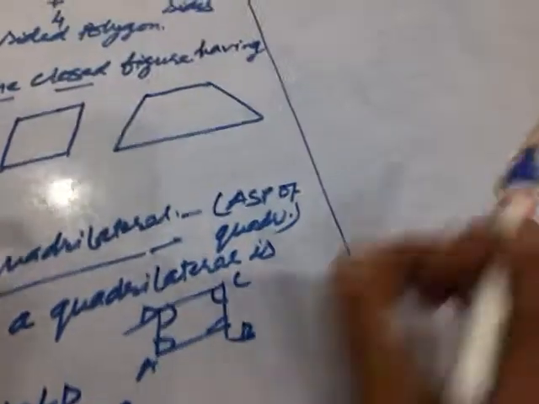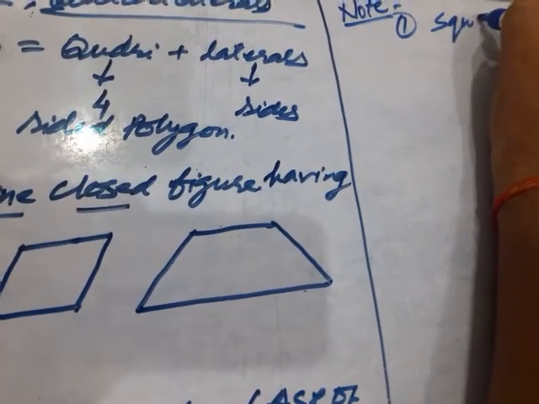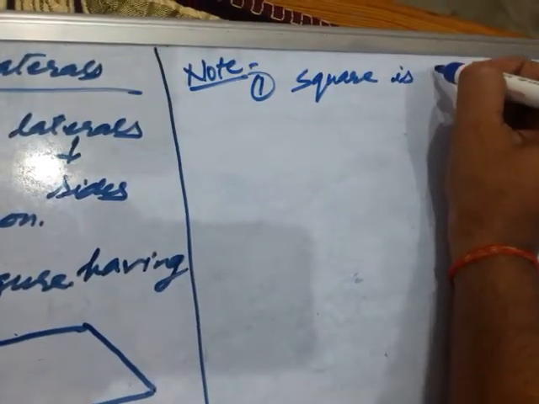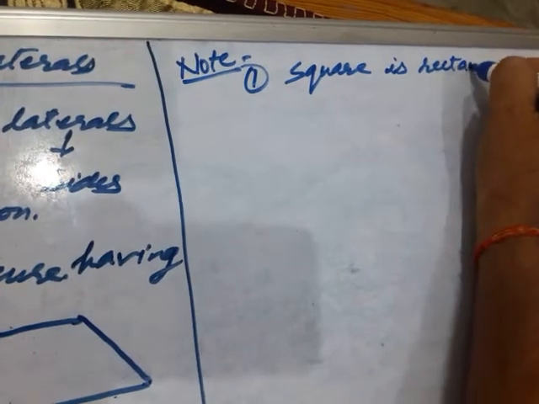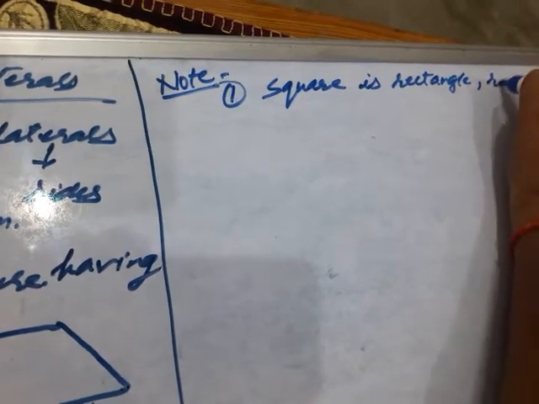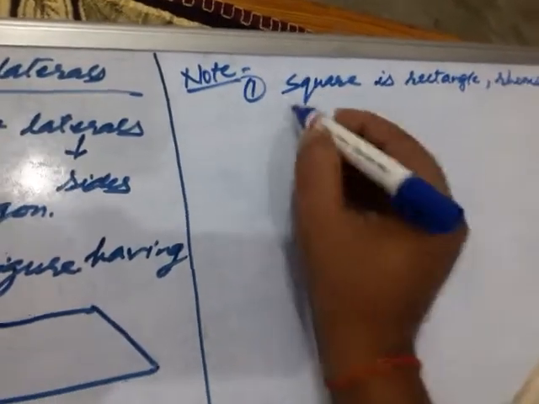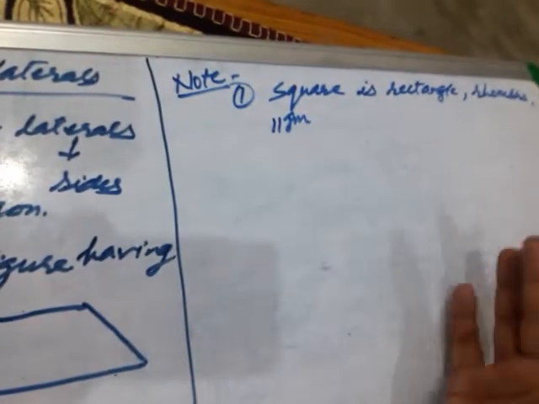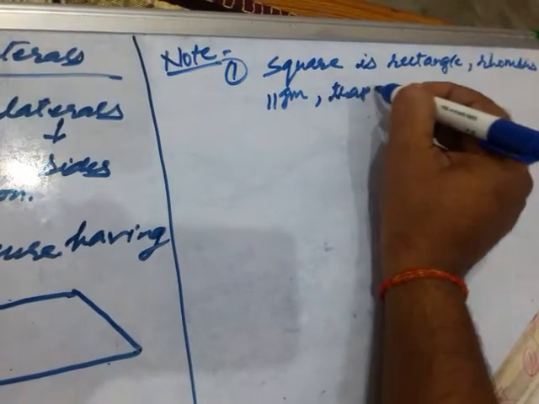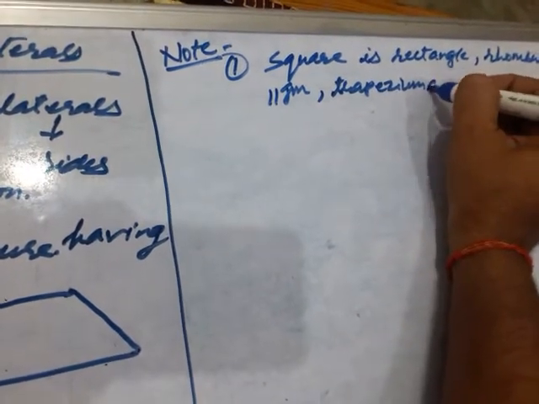Okay, so write down, square is a rectangle, square is a rhombus, square is a parallelogram. Square is also a parallelogram, it is a rectangle also, it is a rhombus also. Clear? It is a trapezium also, children. It is a trapezium and a kite also.